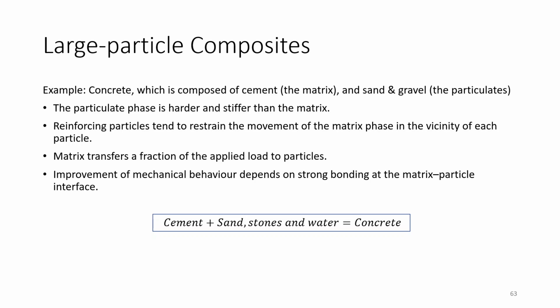The particulate phase is harder and stiffer than the matrix. Reinforcing particles tend to restrain the movement of the matrix phase in the vicinity of each particle. The matrix transfers a fraction of the applied load to the particles. Improvement of mechanical behavior depends on strong bonding at the matrix particle interface. So cement plus sand, stone and water will be concrete.